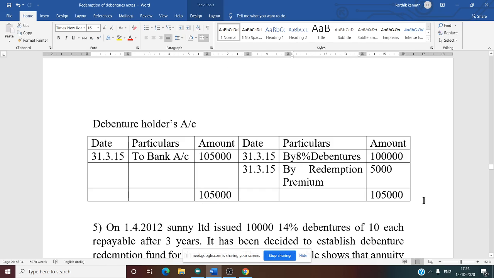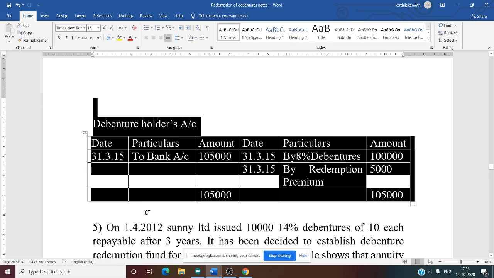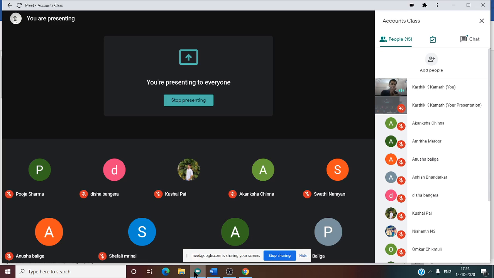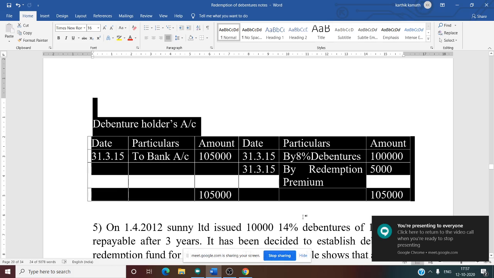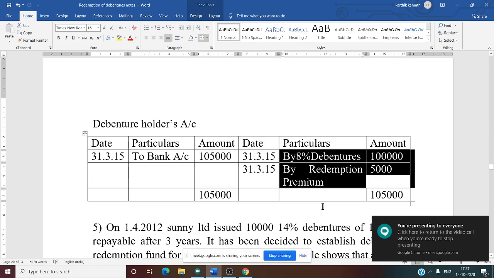The last account you need to do is the debenture holder account. A small account. The debenture holder account has a credit balance. We know that the debenture holder account has a credit balance. So in the credit side, write the due amount. In the debit side, we are going to write the payment amount. See how to write the due amount. First, by 8% debenture, 1 lakh, and premium we need to write separately.